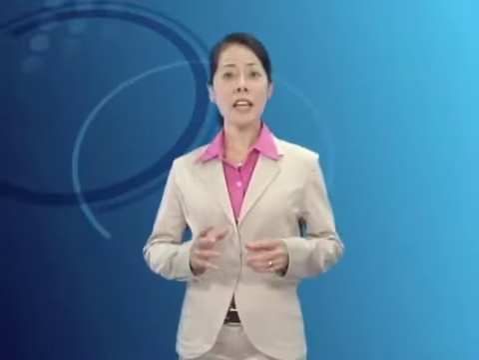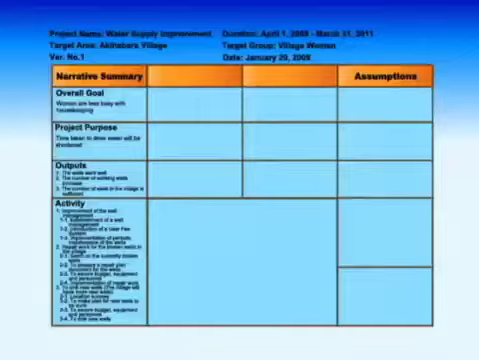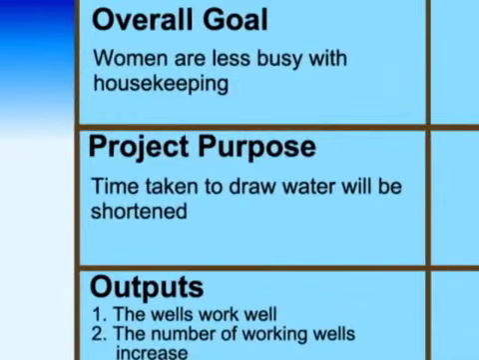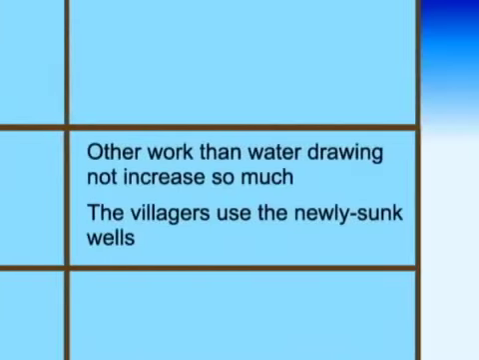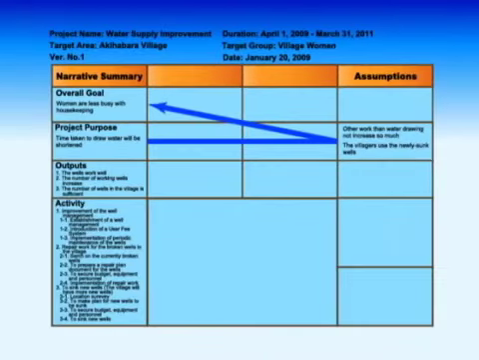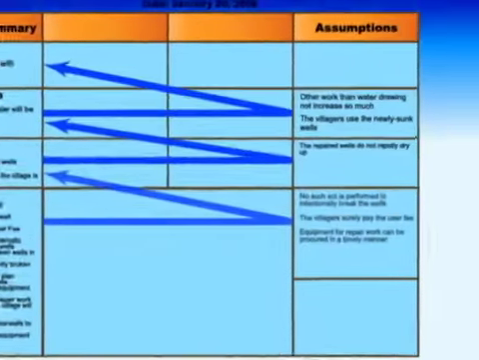Now, let us have a look at the case of the water supply improvement project in Akihabara village. For the project purpose, time taken to draw water will be shortened. Assumption might be other work than water drawing does not increase so much, the villagers use the newly sunk wells, and so on. Likewise, assumptions should be described for outputs and activities.